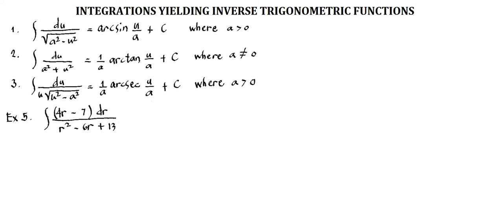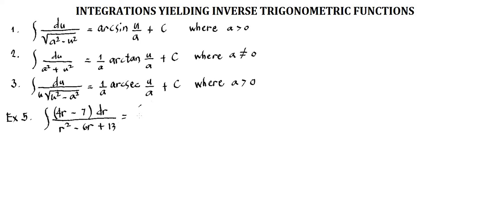Okay, next, example number 5. Integral of 4r minus 7 dr divided by r squared minus 6r plus 13. Okay, so kung titingnan natin yung ating tatlong formula, hindi pwede rito yung number 1 at saka yung number 3. So, number 2 tayo. So, dito sa ating denominator na r squared minus 6r plus 13, para maisulat natin to in the form of a squared plus u squared, kinakailangan nating mag-completing the square.